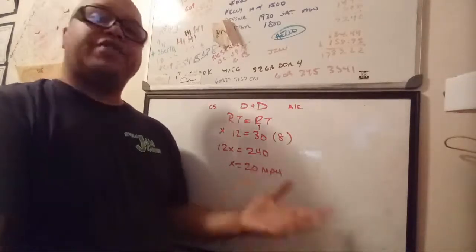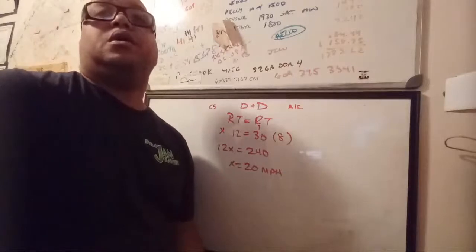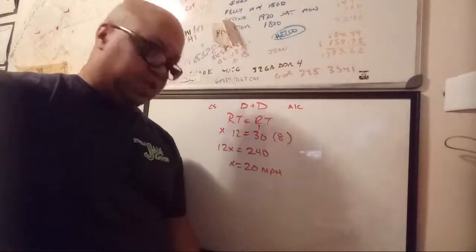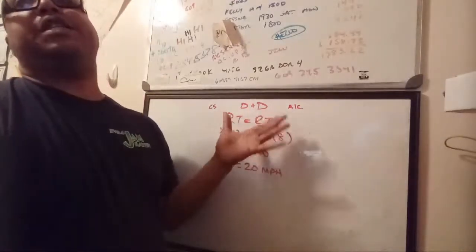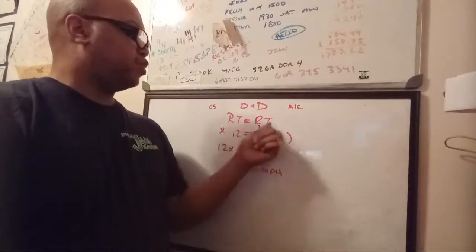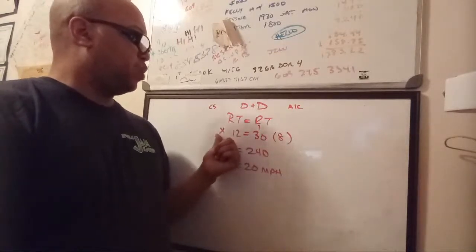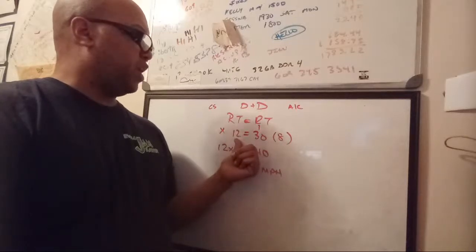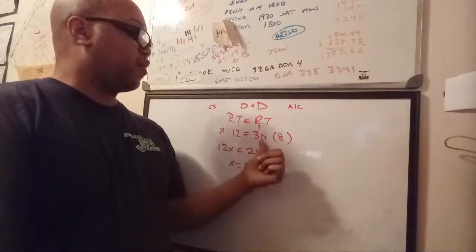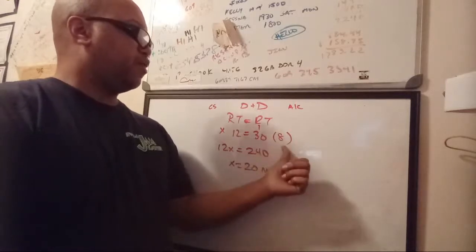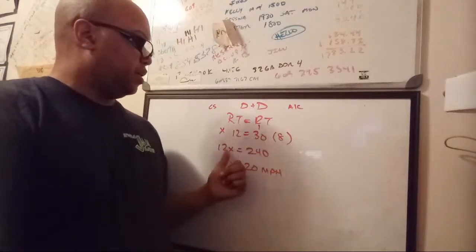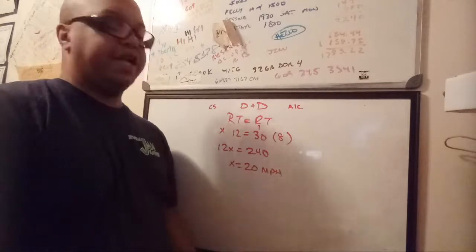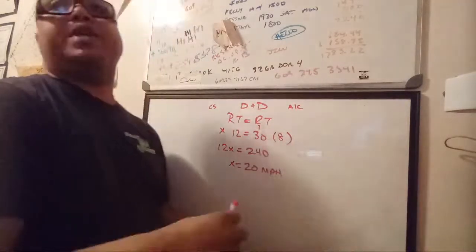After you answer the question, you have to ask yourself, did I answer the question? Yes, we did. So, we understood that this was a delayed departure. Rate times time equals rate times time. The rate of the container ship was unknown, but we knew that the container ship rolled for 12 hours. The rate of the aircraft carrier was given, 30 miles per hour, and it traveled 8 hours. That was also given. 12X equals 240. 240 divided by 12 equals 20. So that was 20 miles per hour, the answer to our question.